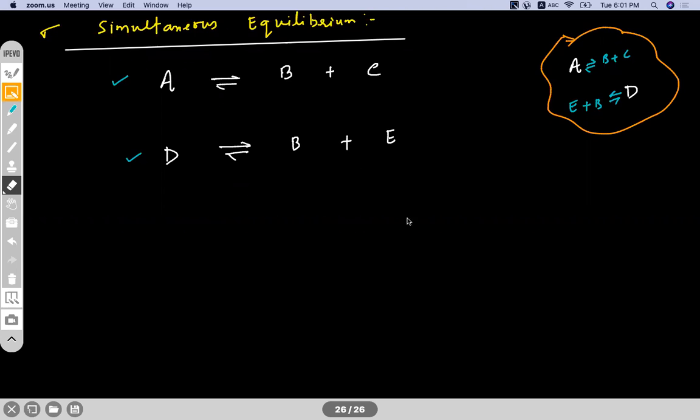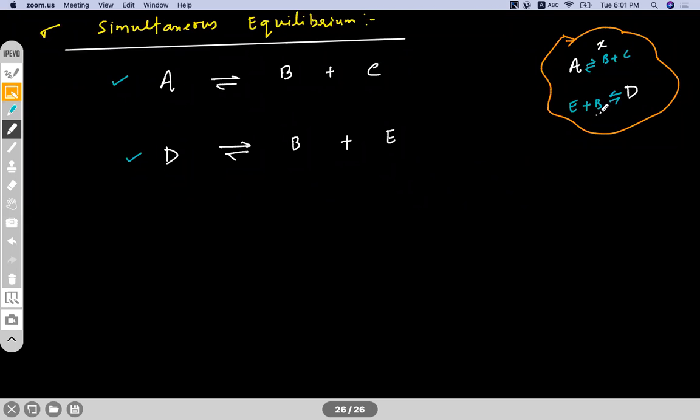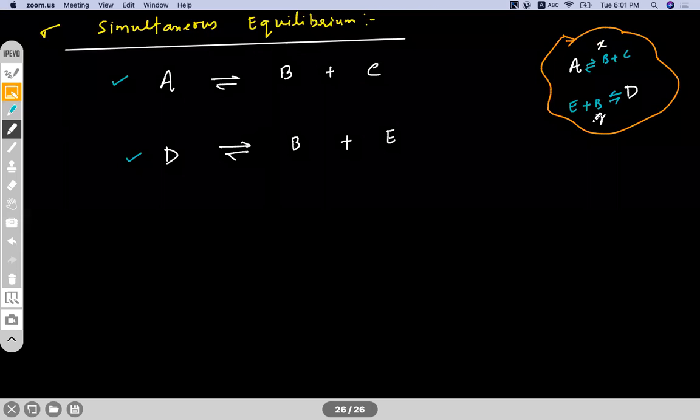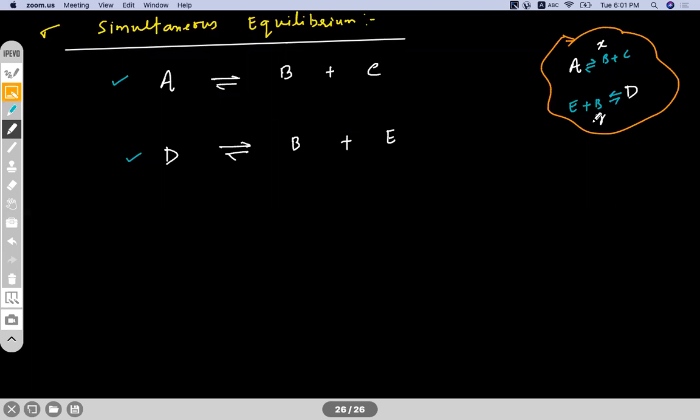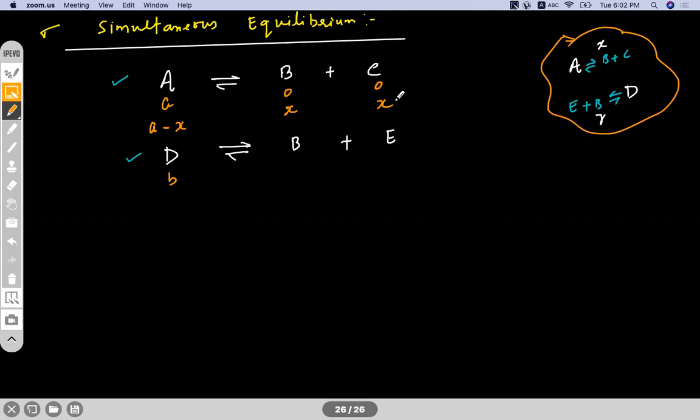Right? So if I ask you the total concentration of B in this vessel, it would be because of A and because of D. Suppose we get X from A and Y from D. So total concentration of B, or total moles of B, would be X plus Y. Okay, let's write this down. Suppose the initial concentration of A is small a, and this one is small b. Initially there is no B and no C. When A starts converting into B and C, we write a minus X, and we get X moles of B and X moles of C.